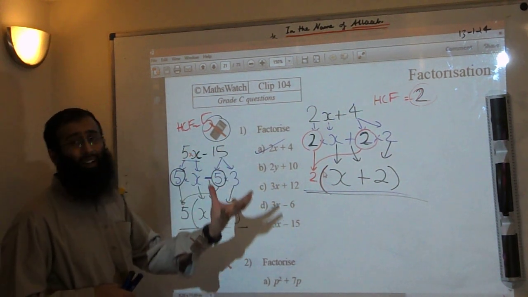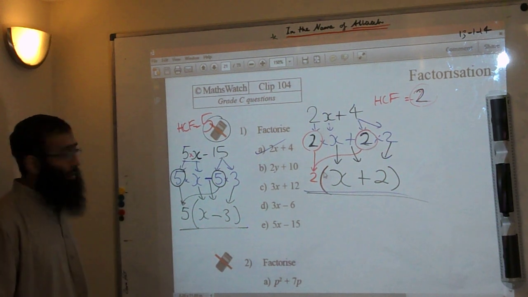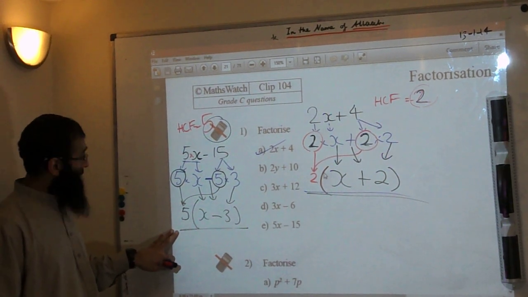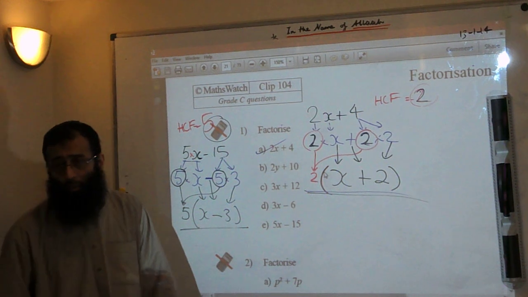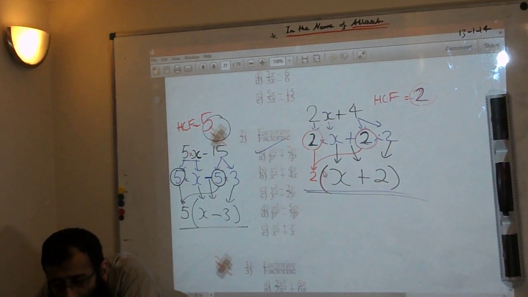So here we had a numerical value which was the highest common factor. Let's move on to the ones where we've got letters as well. Could you copy these two examples down? Copy them down. I'm going to move the rest of the stuff up. I'm going to move on to part 2 now.